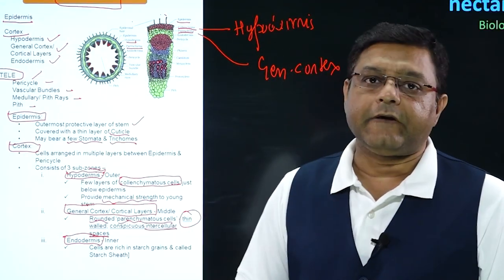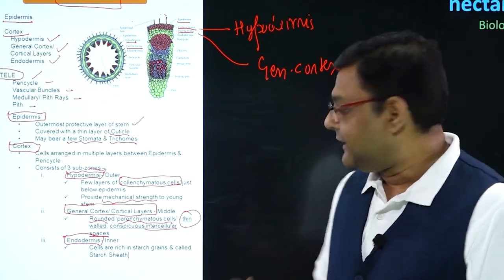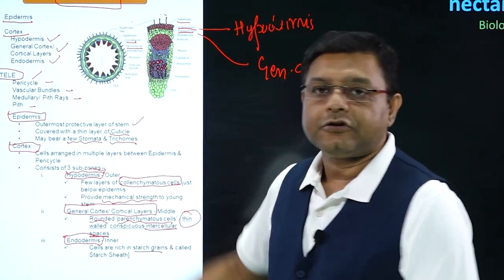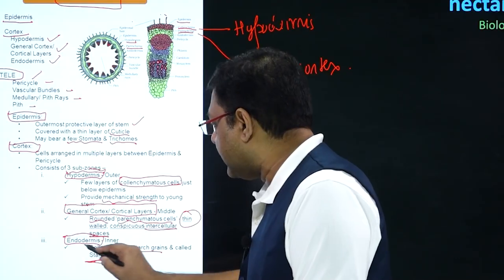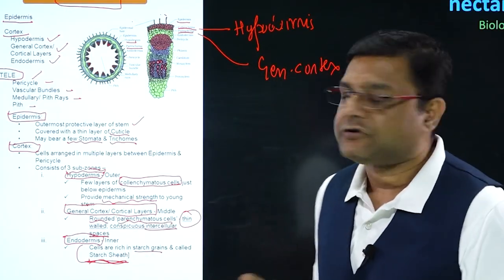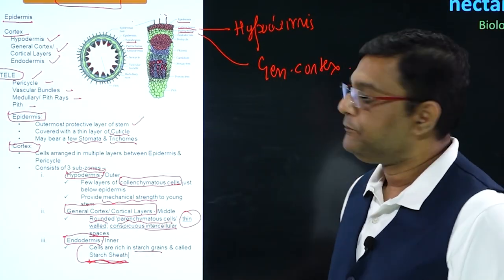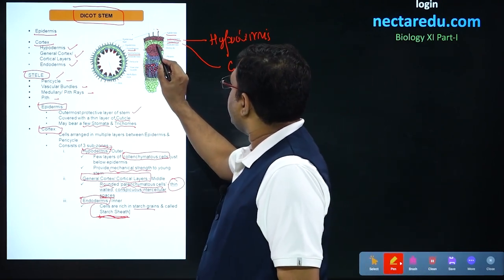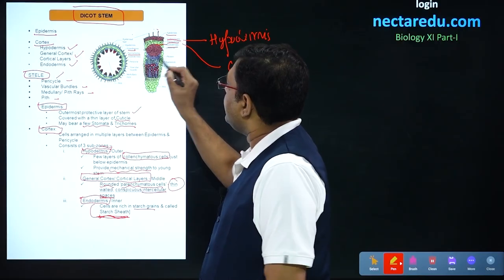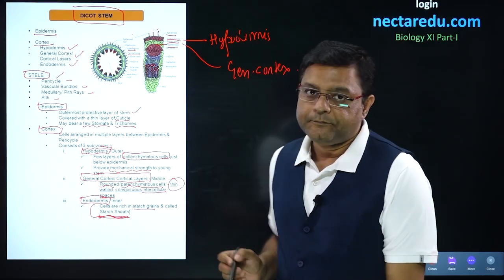Now, the layers of endodermis will be rich in starch grains in the case of dicot stem, and that is why this particular endodermis is called starch sheath in the case of dicot stem. The same we can look into this diagram. So, this innermost layer, it is the endodermis or the starch layer.